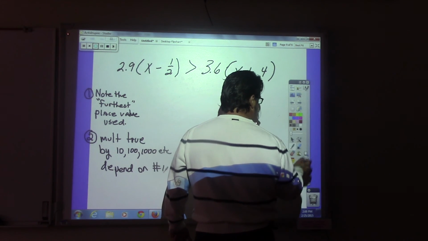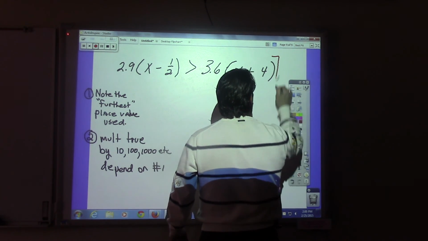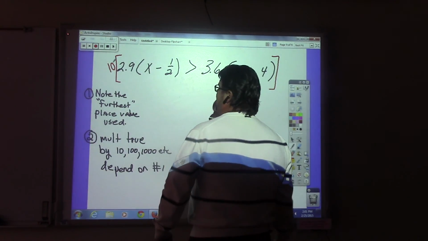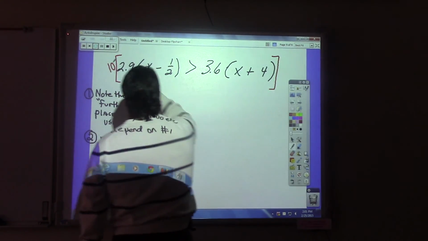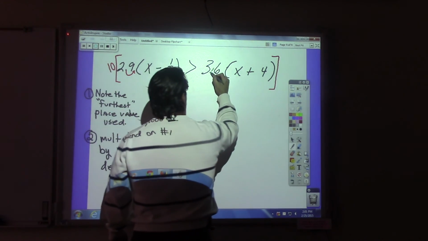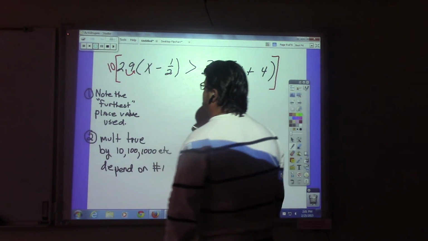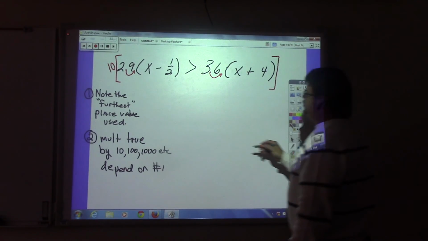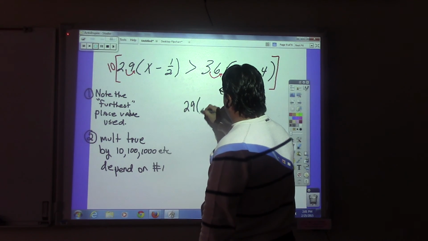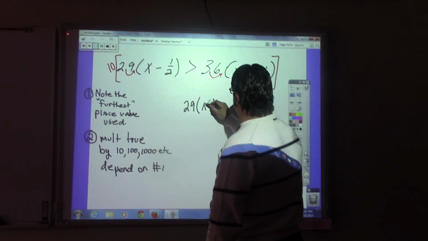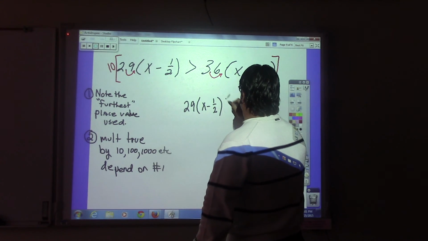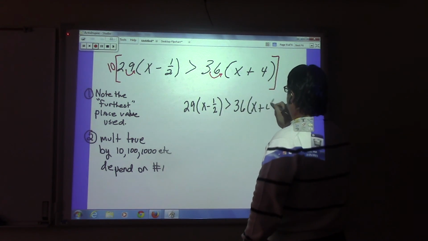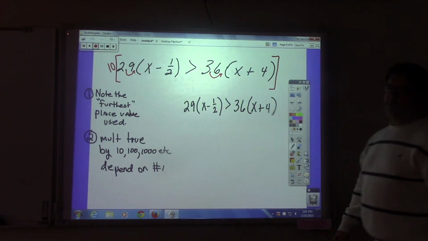So I'm going to take my handy dandy red marker. And what will that do to these two decimals? Make them what? Whole numbers. So now we have 29 times x minus 1/2, dang it, greater than 36 times x plus 4. Now what?